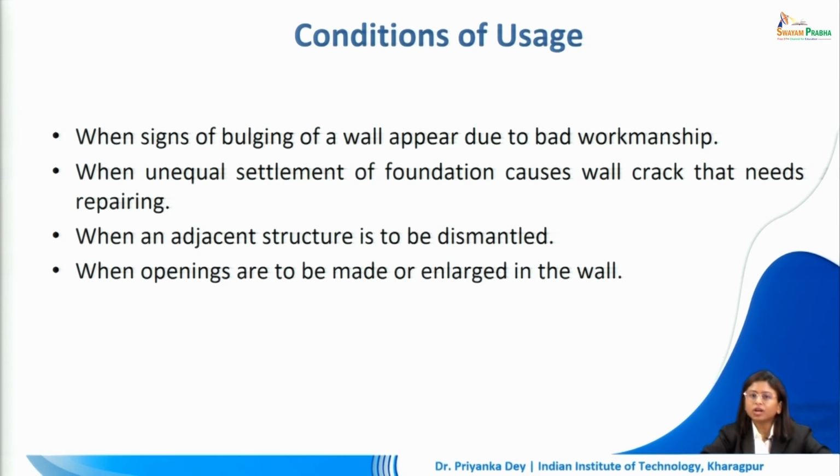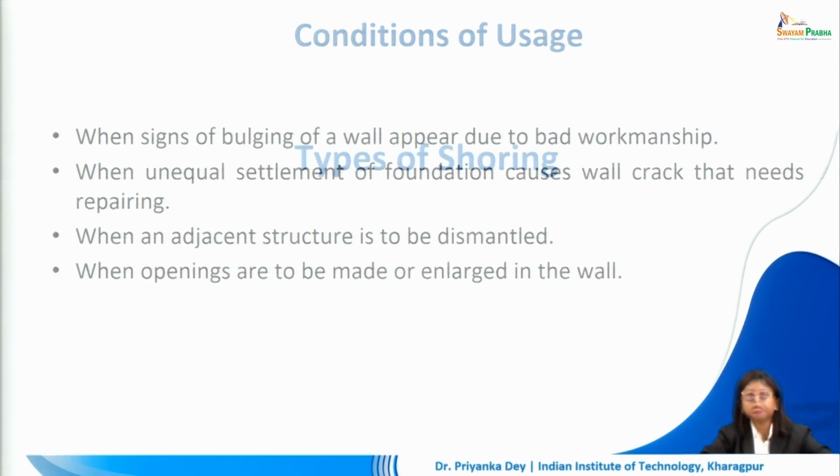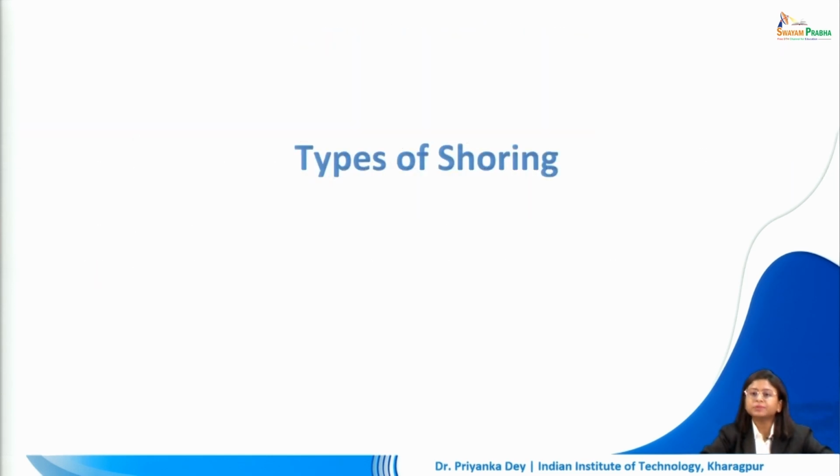When an adjacent structure has to be dismantled, many a times we need to take support. So for that also shoring finds use. And also in situations when we want to make openings or we want to create some form of an enlarged opening in an existing wall, we want to protect the wall from collapsing while we are making this opening. In that case, we can go for a particular type of shoring. So let's start talking about the types of shoring. We will also understand in which situation these different types are suitable for usage.